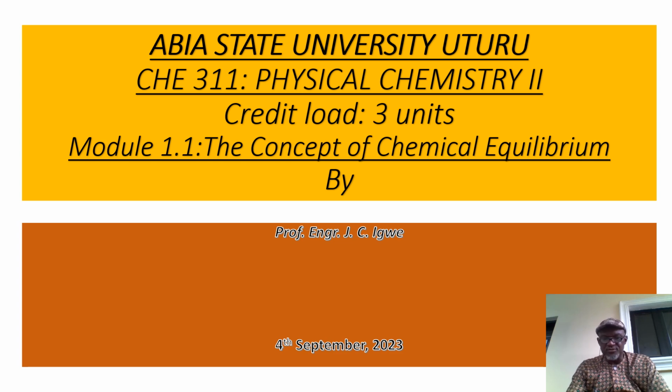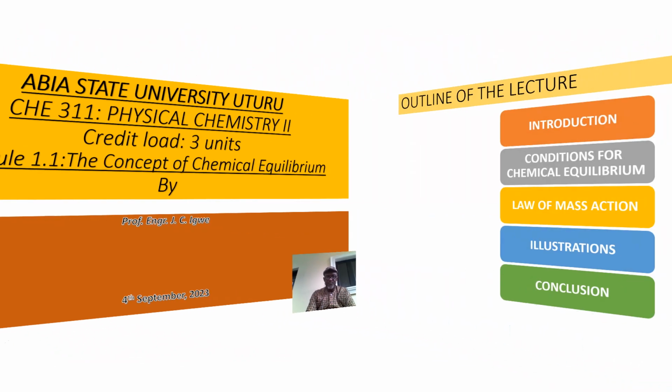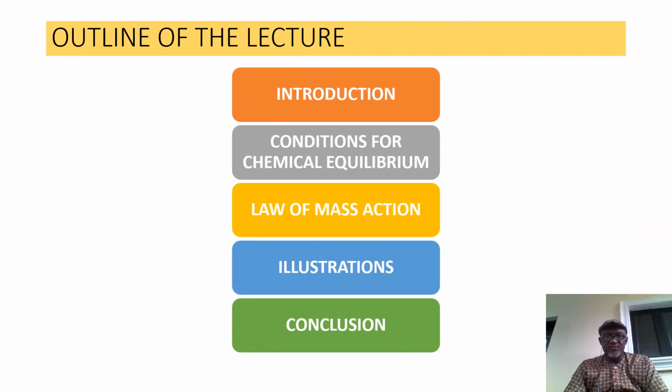So this module is the beginning of Physical Chemistry 1, Chemistry 311. My name is Professor Engineer J.C. Iwe. We're going to take up this lecture following this outline: introduction, conditions for chemical equilibrium, law of mass action, illustrations, and then we conclude.